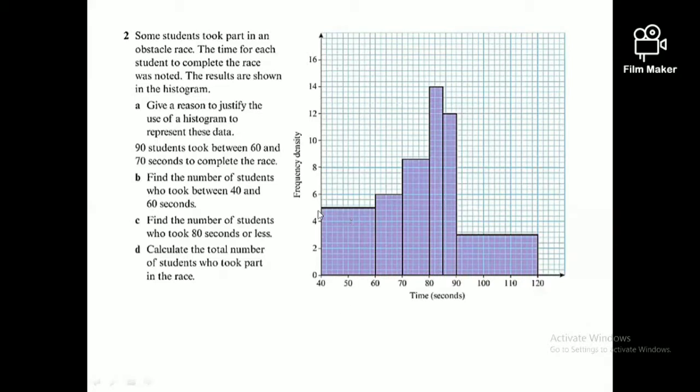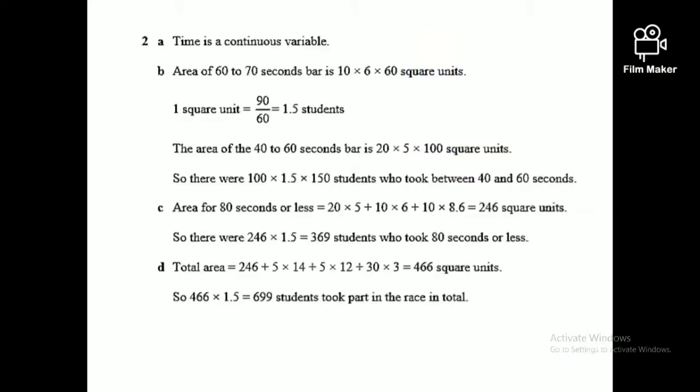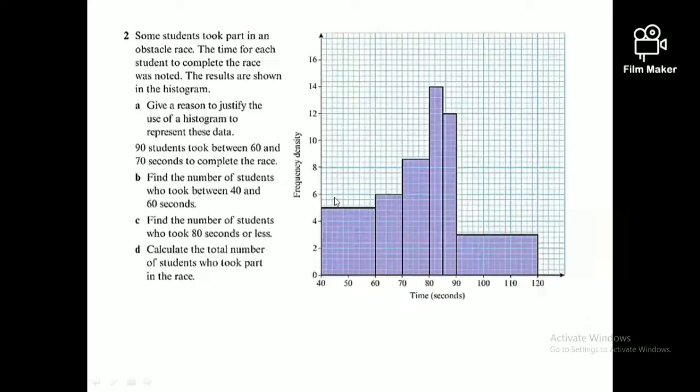Then 12.5 into 10 is how much, children? 12.5 into 10 is 125. Then you have to multiply this 1.2 with 125. If you multiply 1.2 with 125, you should get the answer 150. Let's see whether this answer is fine. Yes, that is 150 students in that category, right? Okay.